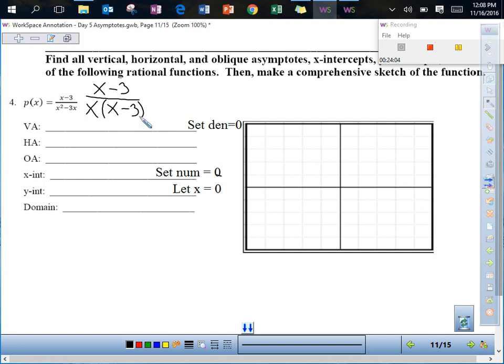As soon as this happens, as soon as you can cancel something out, leaving you 1 over x, I know there's a hole in my graph. There's a hole in my graph when x equals 3, because I set x minus 3 equal to 0. To get the exact location of the hole, plug that 3 right there and get 1/3.